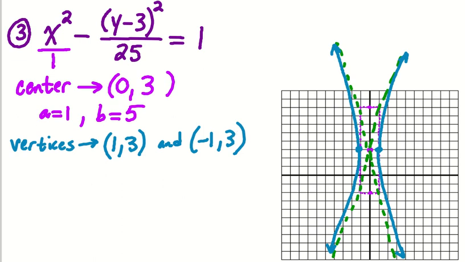My focus points, so what's my c value? C squared equals a squared plus b squared. So we're talking 26. So that means c equals the square root of 26, which does not simplify, I do believe.